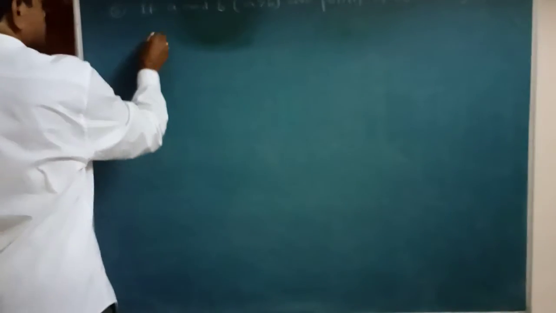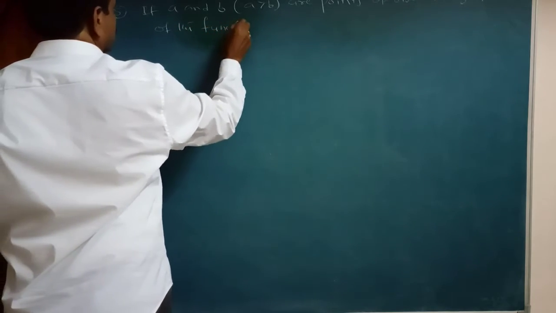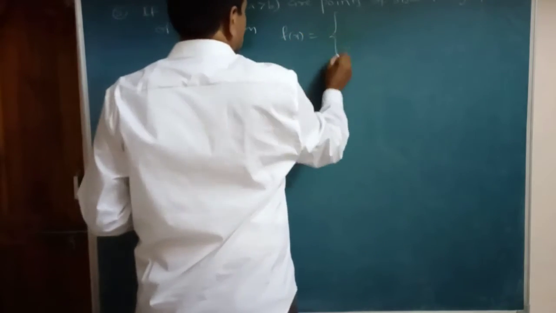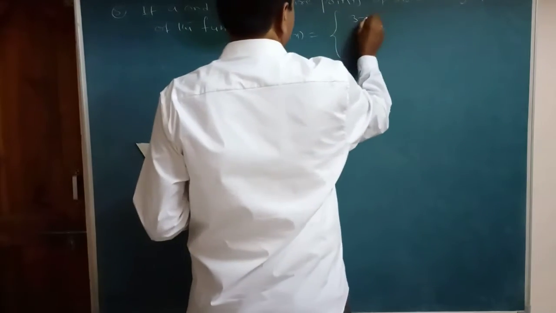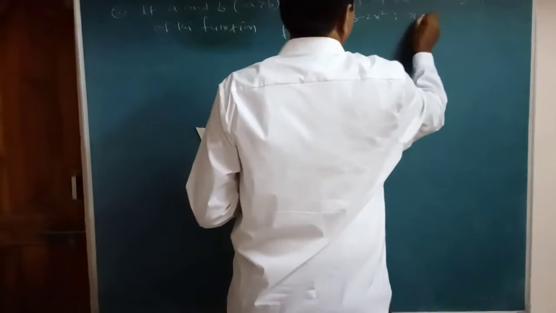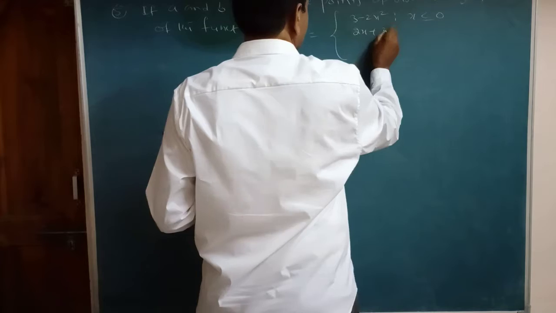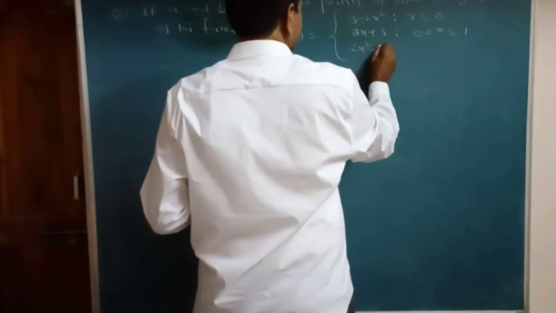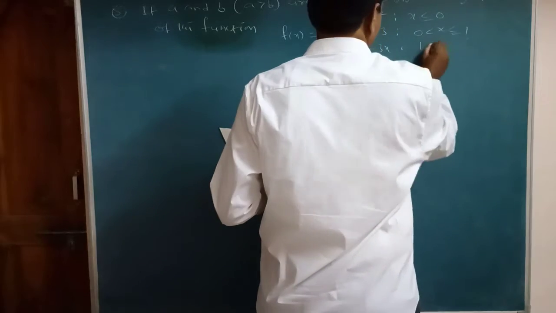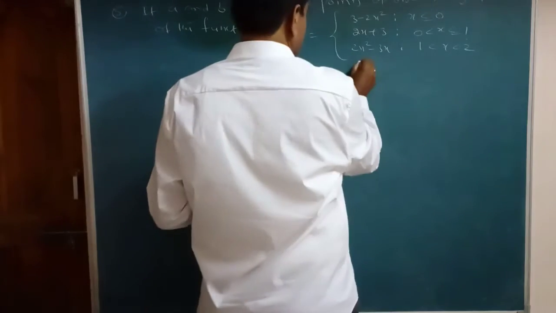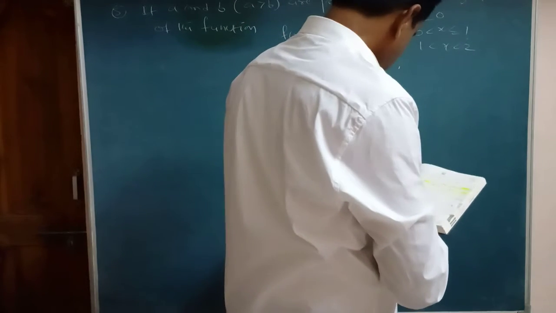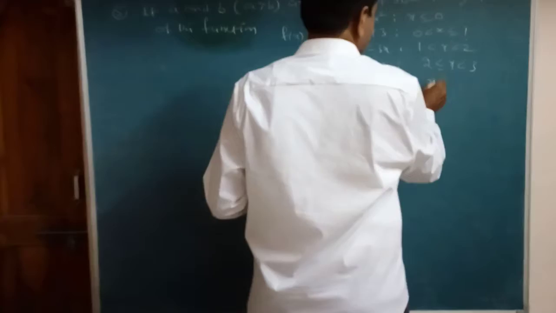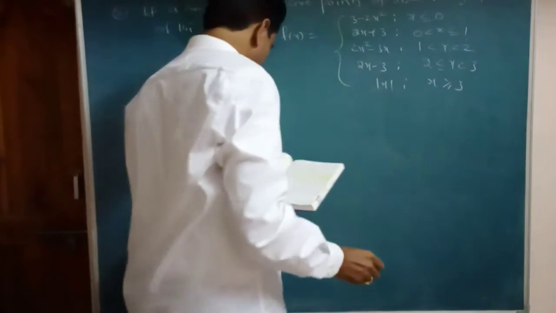of the function f of x equal to 3 minus 2x square when x less than or equal to 0, 2x plus 3 when 0 less than x less than or equal to 1, 2x square minus 3x when 1 less than x less than 2, 2x minus 3 when 2 less than or equal to x less than 3, and mod x when x greater than or equal to 3.